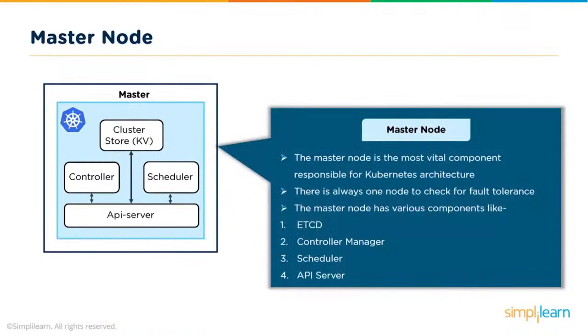What runs in the master node? The master node, without saying, is the most important component of any cluster. If you're running a cluster with only one master node and your master node goes down, there's no other way that any user can talk to the different nodes in the cluster. So the master node is the most vital component responsible for the complete Kubernetes cluster. There should always be at least one node running as a master node. That's the bare minimal requirement for your cluster.